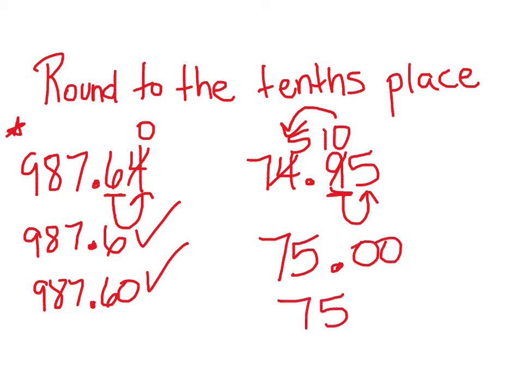Okay, so the 9 goes up, pushing that next digit in the ones place to move up 1 digit. So it goes from 74 and 95 hundredths to 75. Okay, because you can't have 2 digits in one place value.